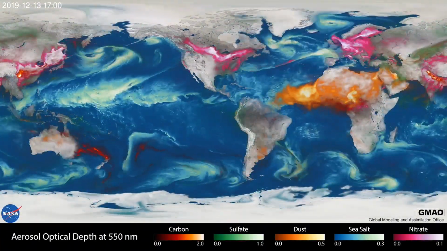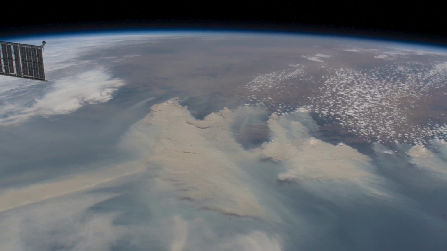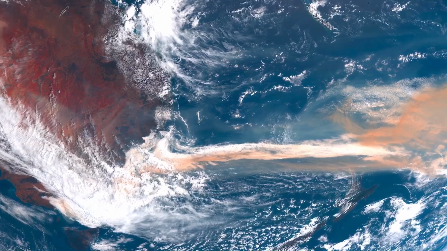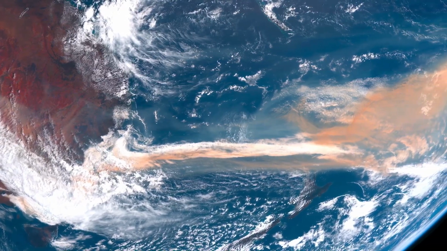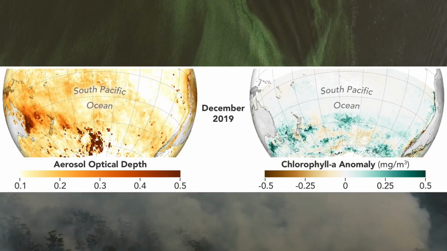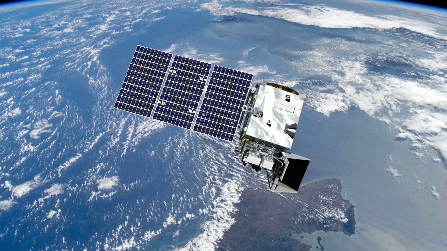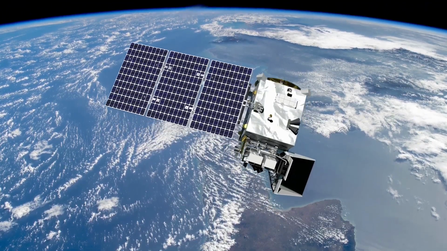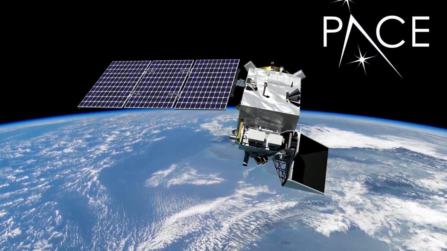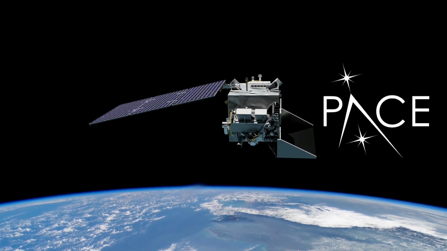And here is why having a vantage point from space is crucial. From satellites, we can observe how the movement of carbon changes when large-scale events like wildfires occur. The connection between the Australian wildfires and Southern Ocean bloom could not have been made without satellites. NASA's Plankton Aerosol Cloud and Ocean Ecosystem, or PACE, mission is specifically designed to better measure parts of the atmosphere and ocean connection with unprecedented resolution.